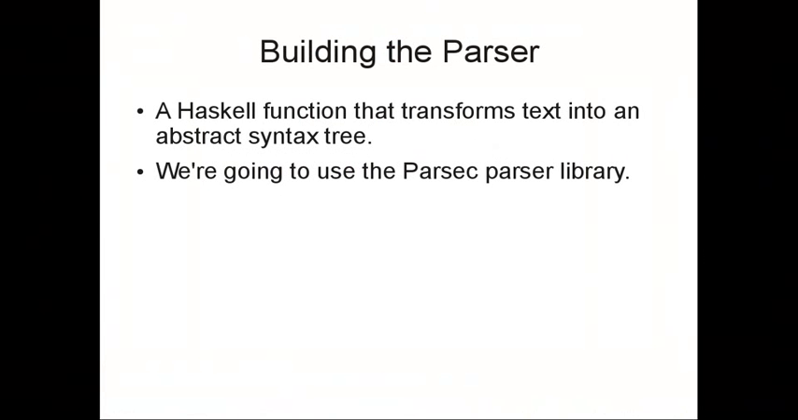So now that we've seen the pieces of the interpreter that we're going to build theoretically, let's take a look at the concrete implementation of our interpreter in Haskell. First, let's take a look at how we're going to build the parser. The parser is actually going to be a Haskell function that transforms the program text into an abstract syntax tree. And to build that, we're going to use the Parsec parser library.